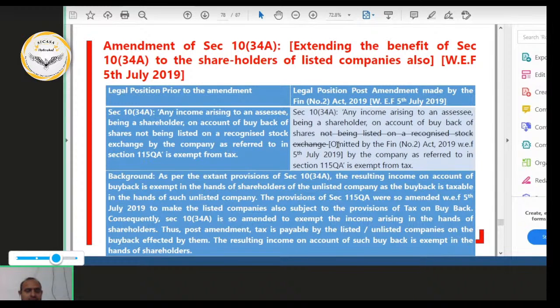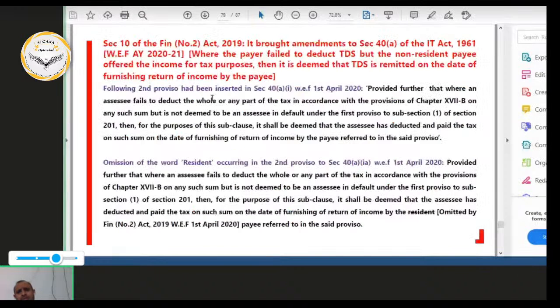The moot point here is 1034A benefit is available to shareholders of unlisted companies as well as shareholders of the listed companies. 40A. Then second proviso. The 40A benefit has been extended to non-residents also. So what is the benefit which is extended? There is a relaxation to residents. That relaxation is extended to non-residents also.